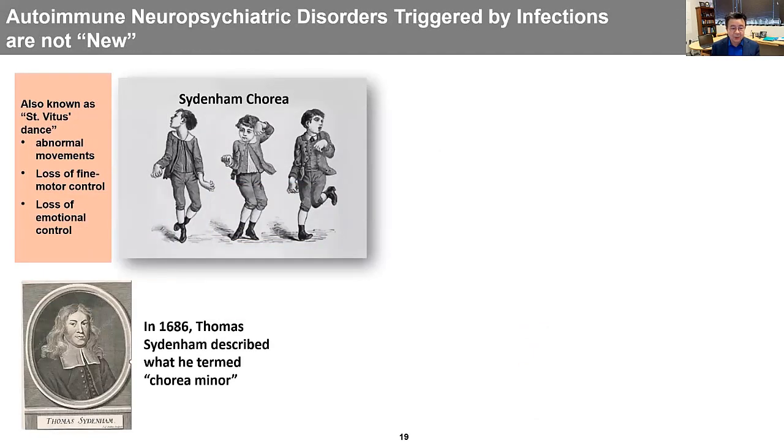So, lo and behold, autoimmune neuropsychiatric disorders that are triggered by infections aren't new. Back in the 1600s, Thomas Sydenham described what he called chorea minor, or what then was known as St.